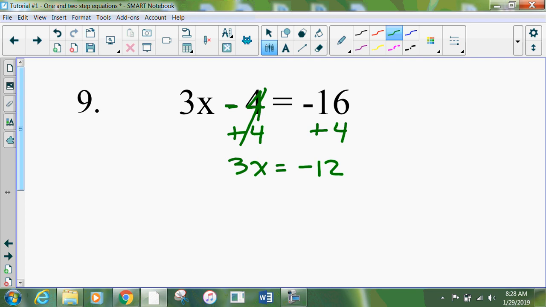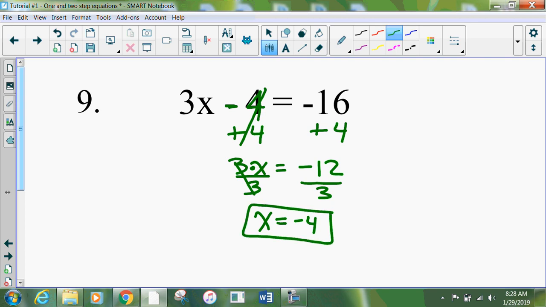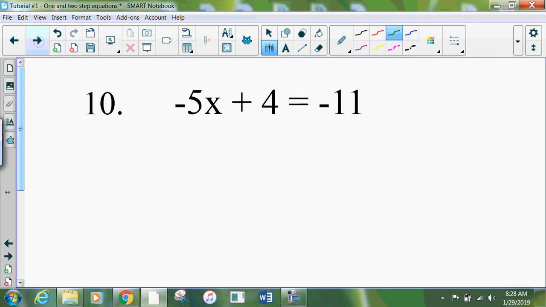All right, and then we have 3 times x, and we're going to get rid of that 3 by doing the opposite, and we're going to do that to both sides. And so we end up with x equals -4. If we wanted to, we could plug that -4 back in and see that we have it right.